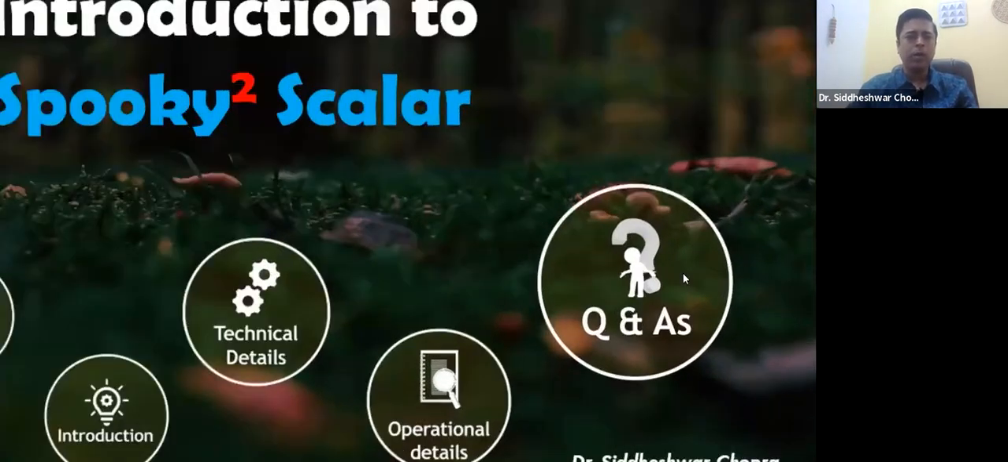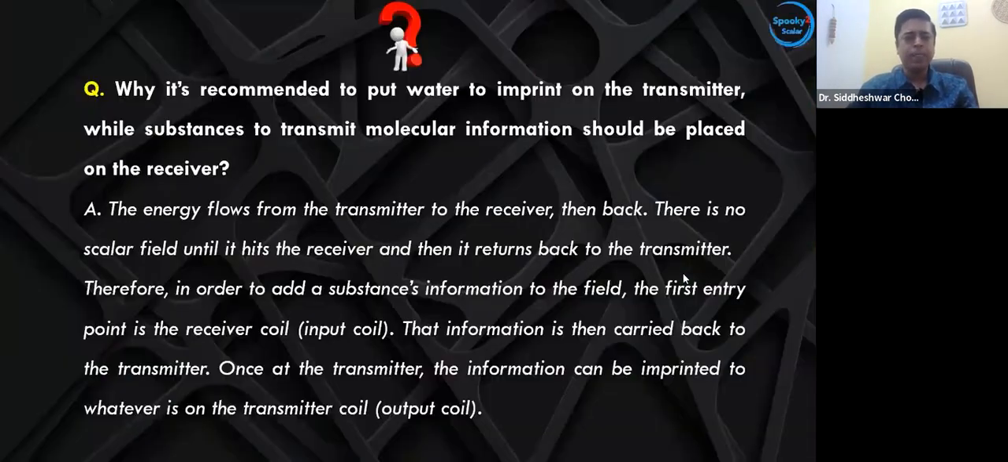Now coming to the close of the webinar today, let me quickly see some questions here. Why is it recommended to put water to imprint on the transmitter while substances to transmit molecular information should be placed on the receiver? Water is the one where you are going to imprint the frequencies, and the sample is the one from where the imprint is starting. So that is what will go to the receiver coil.